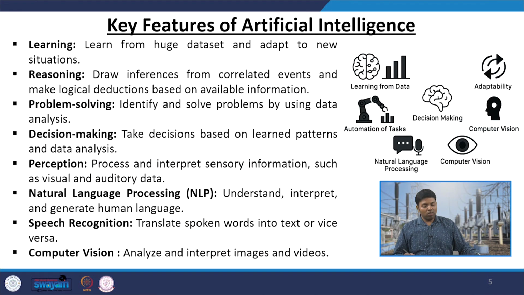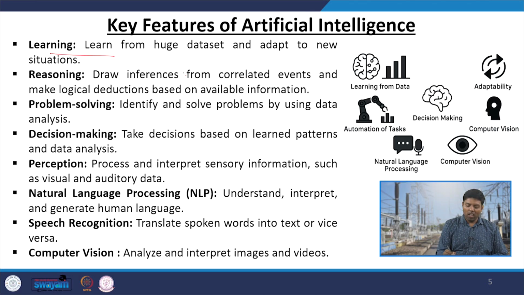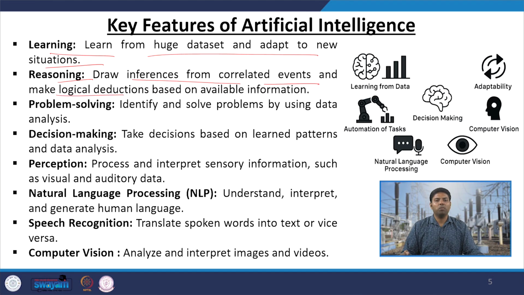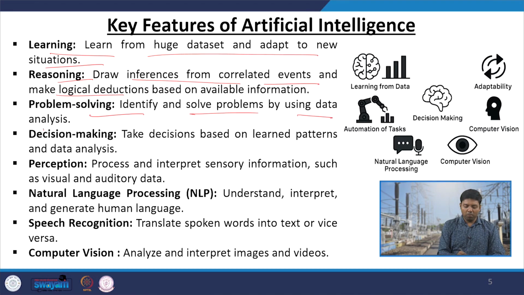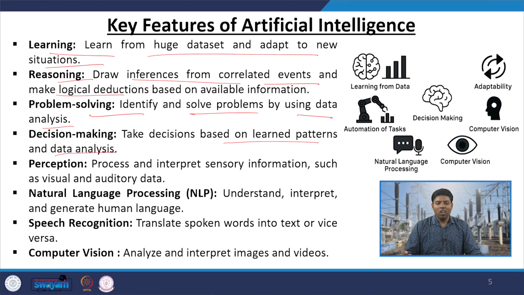So, what are the key features of artificial intelligence? First thing is that it learns from huge data sets and adapts to new situations instantly. Reasoning: draw inference from correlated events and make logical deductions based on available information. It can do problem solving: identify and solve problems using data analysis. Then it can take decisions based on learned parameters and data analysis. That means after analyzing the data, whatever decisions it already took at the time of learning, it will act very instantly if it gets the same situation again. So the decision making is very fast.